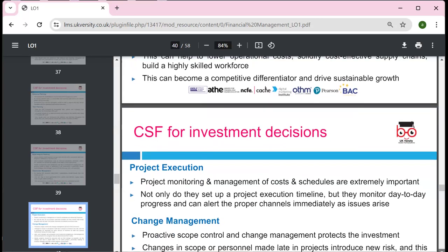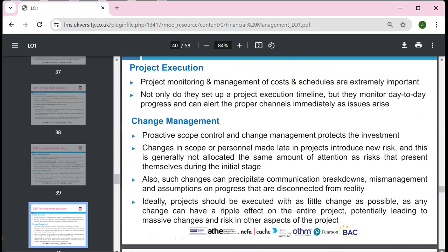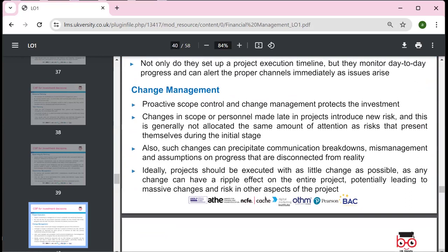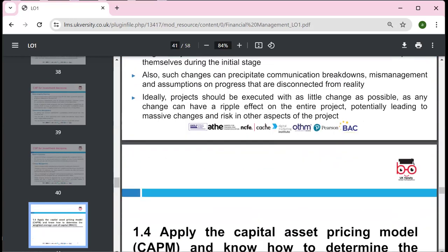We can look at change management and proactive scope control. According to Lewin's three-step model: unfreeze, change and refreeze, like using AI and various other technology. If you don't, there is a risk of breakdown, mismanagement, exemption and discontinuity. Ideally, the project must be executed and little change is possible, as change can cause a ripple effect on the organization.